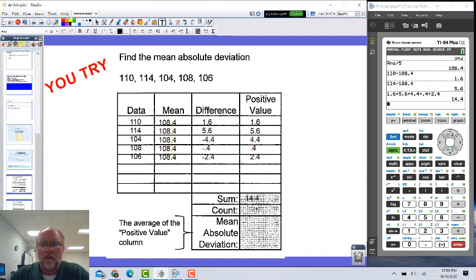The count is just how many numbers I had in my data set. In this particular one I had 5. Now for my mean absolute deviation, I'm going to take the sum, which is the 14.4, and divide that by 5. And we have a mean absolute deviation of 2.88. That's my mean absolute deviation, and that's really all there is to it.